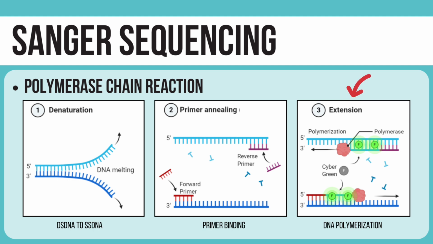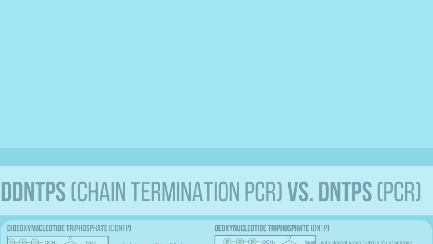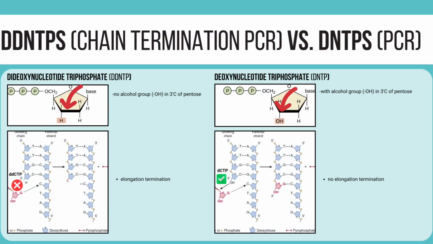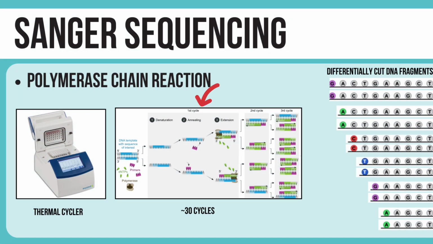Eventually, DNA elongation is terminated upon the random binding of fluorescently labeled ddNTPs. These modified dNTPs do not have the alcohol group in the 3' carbon of the deoxyribose necessary for DNA polymerase and nucleotide bindings. The process of heating and cooling the mixture is repeated for up to 30 cycles using a thermal cycler. This process generates considerable copies of target DNA having different lengths due to the random incorporation of fluorescently labeled ddNTPs. All these DNA sequences of varying lengths end with a ddNTP molecule.